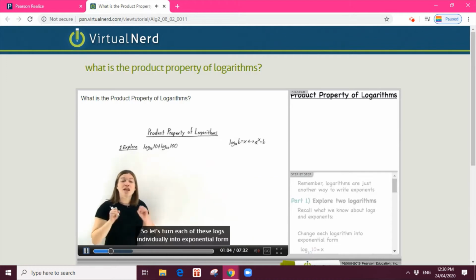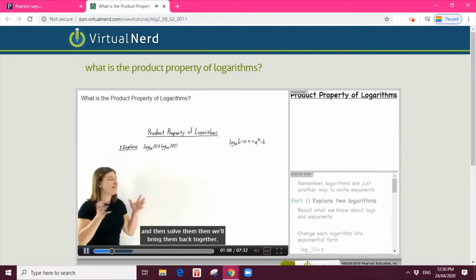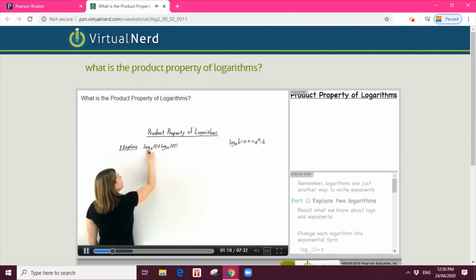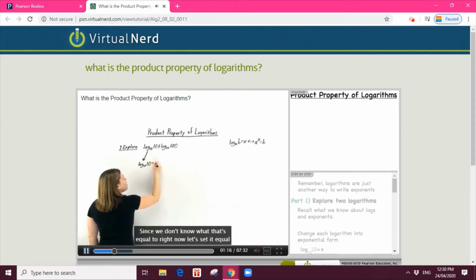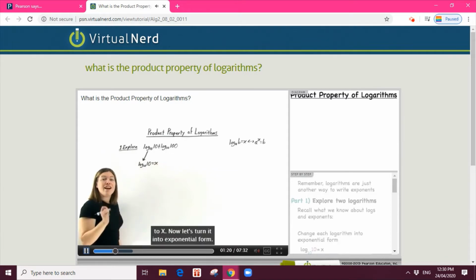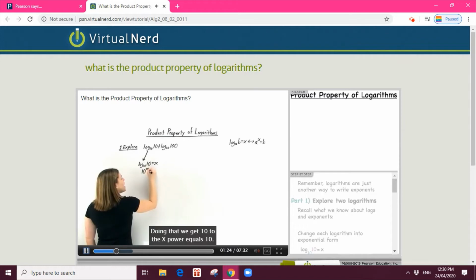So let's turn each of these logs individually into exponential form and then solve them. Then we'll bring them back together. So first let's focus on this logarithm, log base 10 of 10. Since we don't know what that's equal to right now, we'll set it equal to x. Now let's turn it into exponential form. Doing that, we get 10 to the x power equals 10.